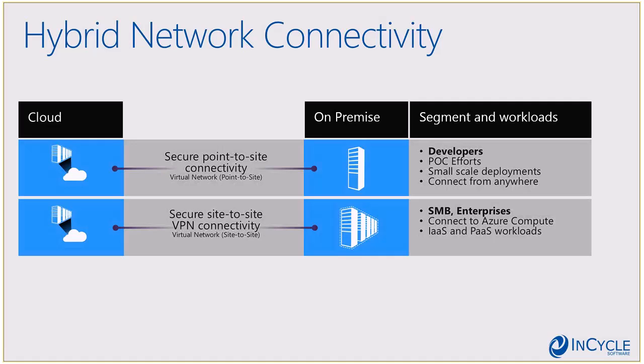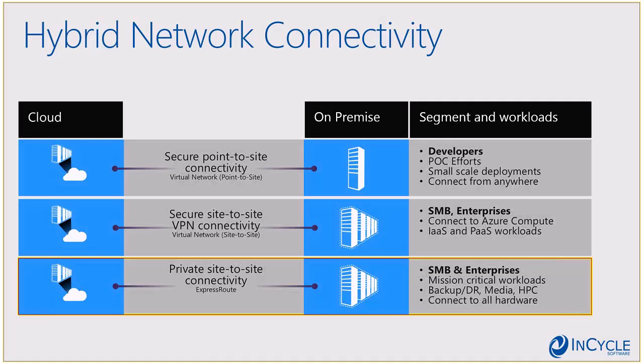So you have the choice here, and the main difference to keep in mind is that with point-to-site, I have individual connections from my on-premise location up to a specific endpoint up in Azure, whereas with site-to-site, I'm actually connecting from network to network. So I have multiple users that can share one VPN tunnel connection up to my Azure endpoints. Then lastly, you have private site-to-site connectivity or ExpressRoute. This is where I have mission critical workloads, such as backup, disaster recovery, media solutions, and I may have a requirement to connect all my hardware.